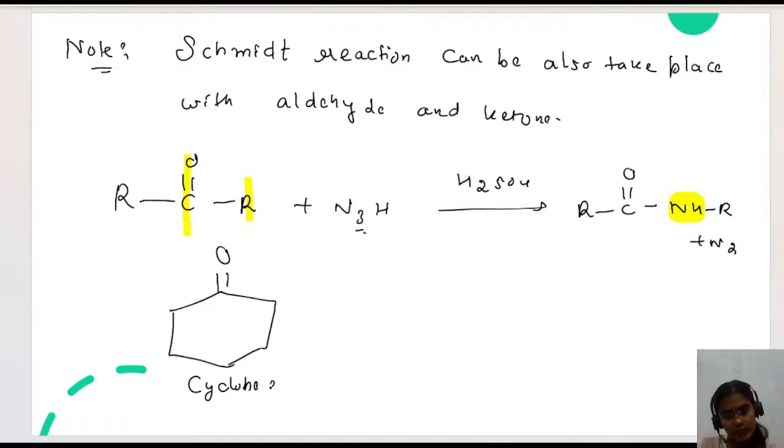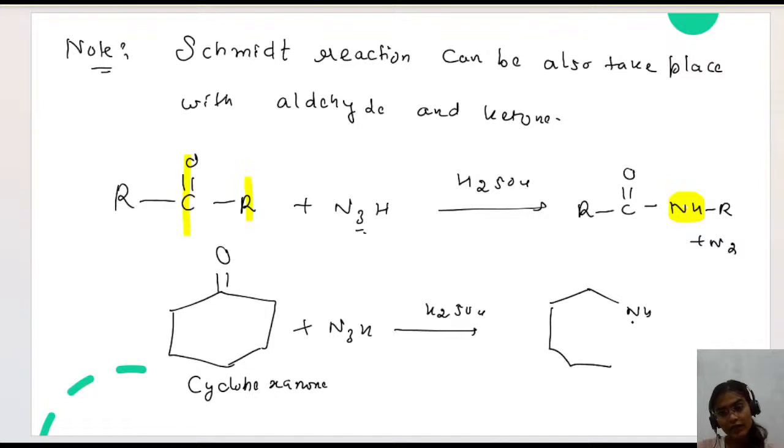Okay, so this is cyclohexanone. In this case again, we are using NH3 and then H2SO4 simply. And again, that nitrogen is going to fit here. Let's suppose we do not have a symmetric ketone, and that this substituent is here.